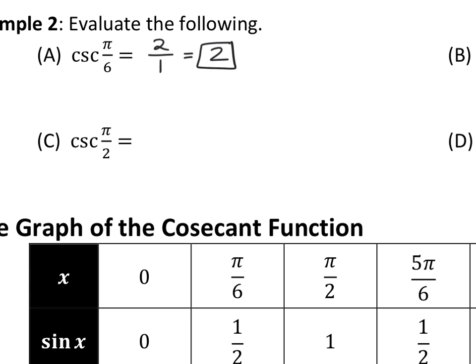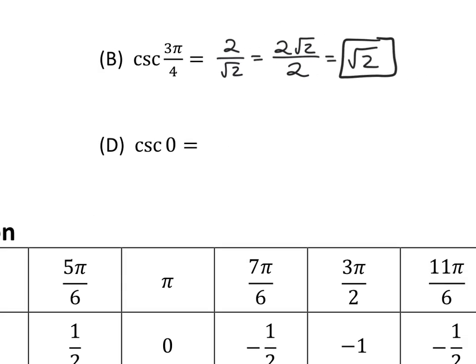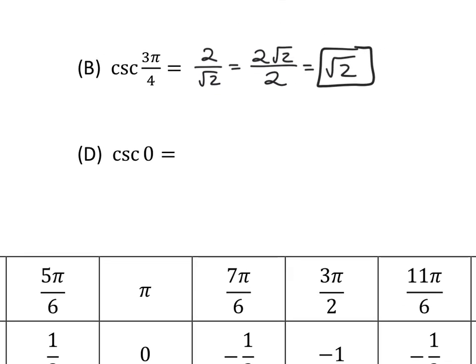Find pi over 2 on your unit circle. The y-coordinate at pi over 2 is 1. The reciprocal of 1 is still 1. And so the cosecant of pi over 2 is 1. Last but not least, find 0 on your unit circle. The second coordinate on that coordinate point at 0 is 0, which the reciprocal of 0 is undefined.